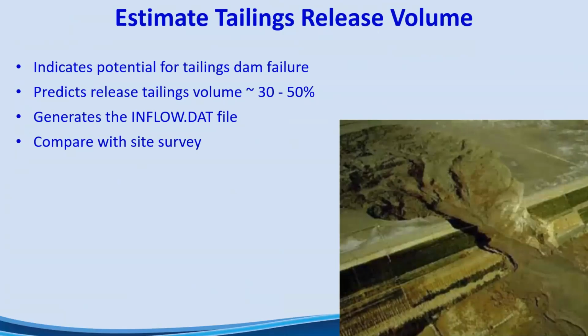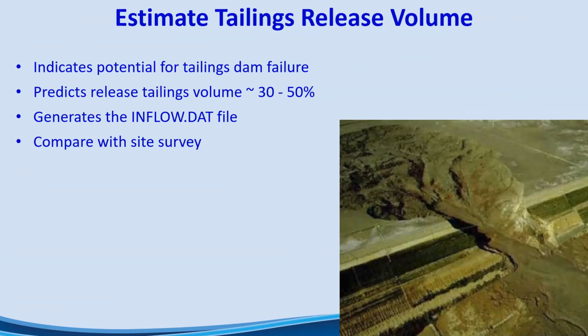Estimating this tailings release volume is difficult. As I mentioned before, the uncertainty is high. Typically these empirical correlations estimate a volume that is between 30 and 50%, but in some other cases the volume released from tailings dam failures is closer to 70% of the volume available in the tailings facility. So it's really a difficult topic.